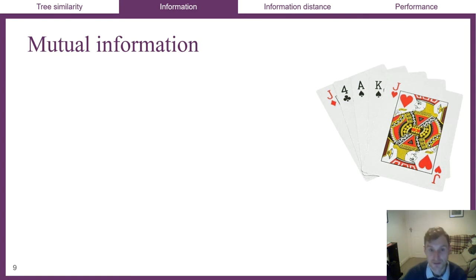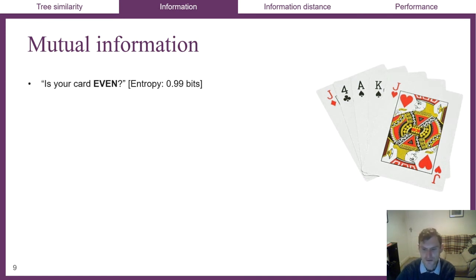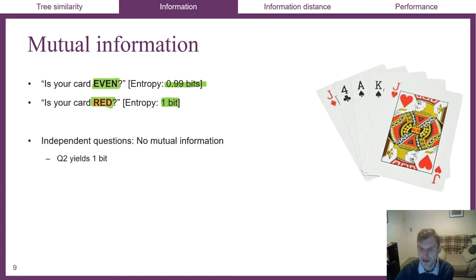The next concept I want to introduce is mutual information. How much information do two questions give in common? So I could ask you two questions now. First, is your card even? Roughly half of cards are, so we get roughly 1 bit of information on average. And then I'm going to ask you whether your card is red. 50-50 chance, 1 bit of information on average. And notice that the value of a card is independent of its colour. So these questions are independent, they have no information in common, and question 2 yields me one bit of genuinely useful new information that narrows down my uncertainty.